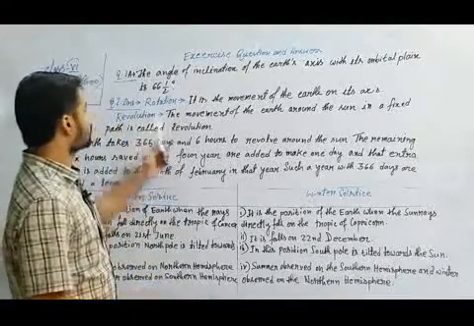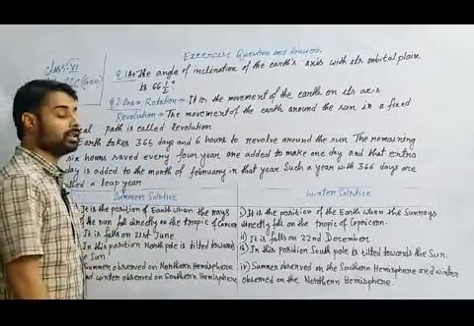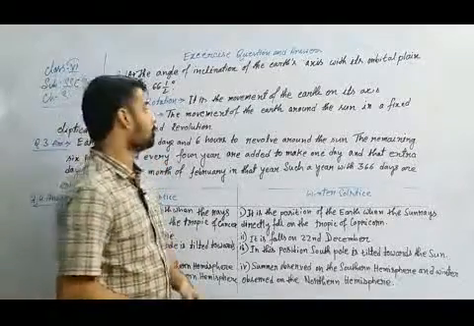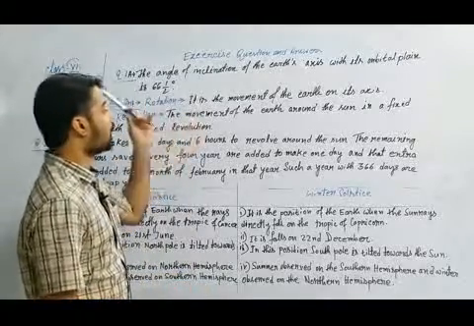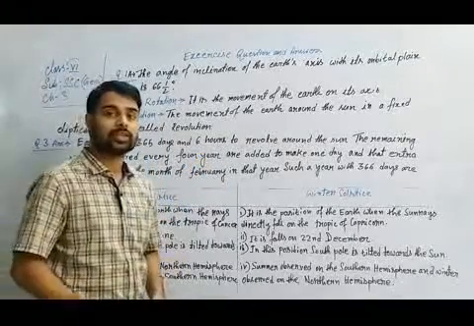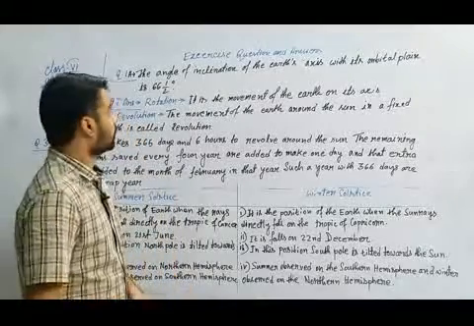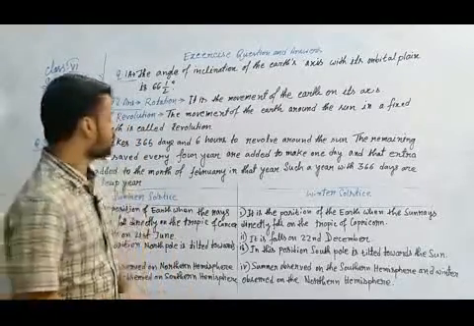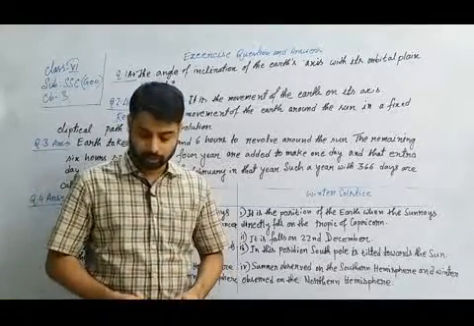The answer is: the angle of inclination of the Earth's axis with its orbital plane is 66.5 degrees. Okay, so I am repeating again, the angle of inclination of the Earth's axis with its orbital plane is 66.5 degrees.